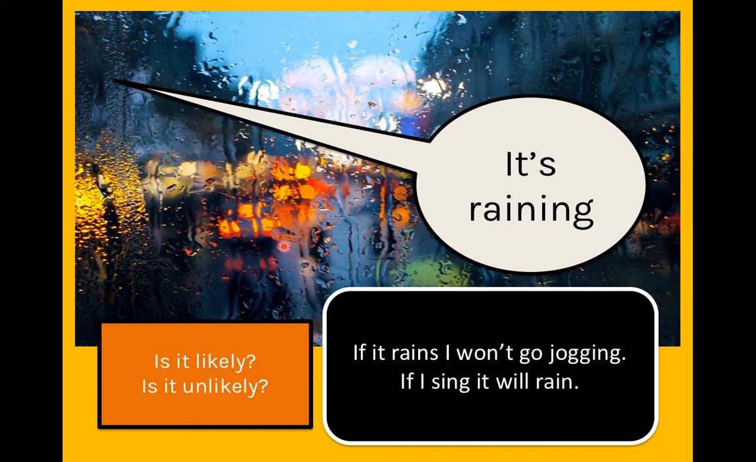And because we're using the first conditional, because we know that the condition is real, because we know that the condition is likely, we use the simple present in the condition and we use will or will not in the result. In these two sentences. Let me show you another example.